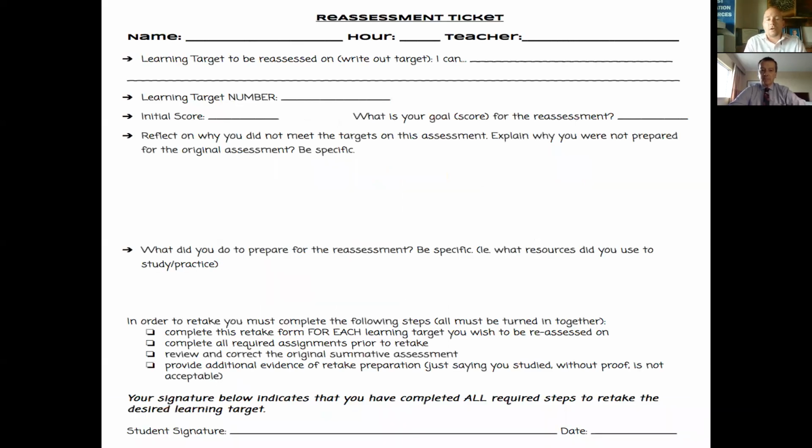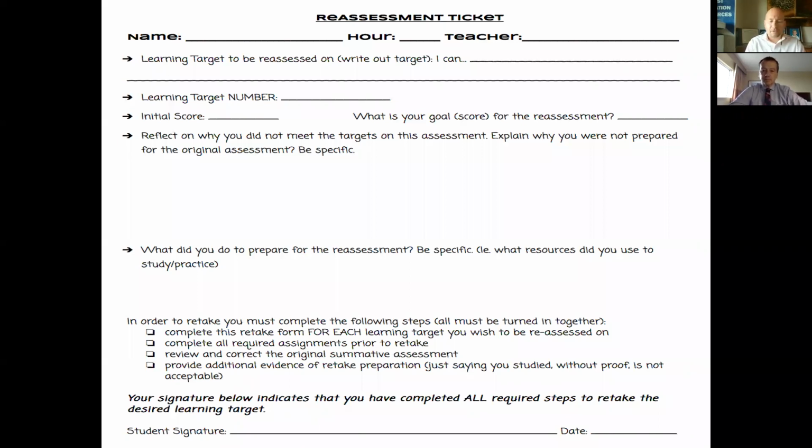So one of our saving graces was the reassessment tickets. And so what you see on the screen is, when students go through the reassessment process, there has to be some reflection on it. And this is from one department, our science department. Other departments have other similar things that they use. But ultimately, what we want you to understand is it's okay to have a process. As you can see, the student needs to reflect on why they didn't meet the targets on the assessment. What was it that they weren't prepared for? But more importantly, what is your new evidence of learning? What did you do to prepare for the reassessment this time around?